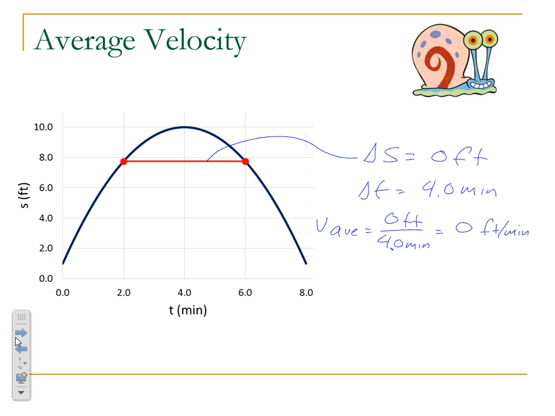So he did move during that time period, but half the time he was moving in a positive direction, the other half he was moving in a negative direction. Those movements canceled out, and so his delta S was 0, and so his average velocity was 0.